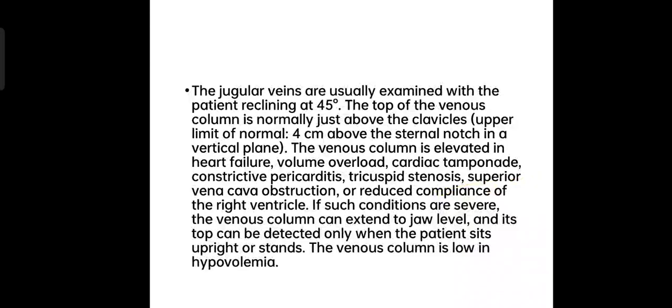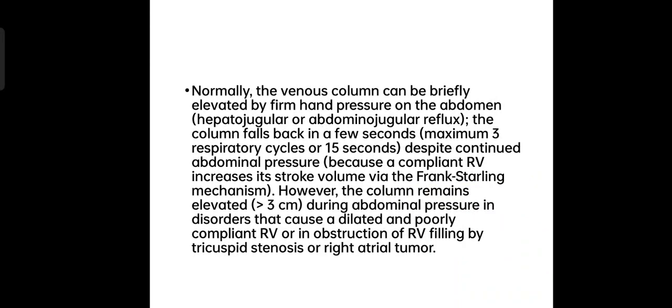The venous column is elevated in heart failure, volume overload, cardiac tamponade, constrictive pericarditis, tricuspid stenosis, superior vena cava obstruction, or reduced compliance of the right ventricle. If such conditions are severe, the venous column can extend to jaw level and its top can be detected only when the patient sits upright or stands. The venous column is low in hypovolemia.